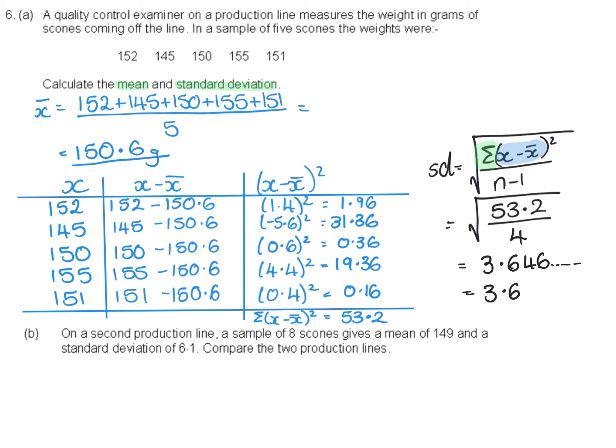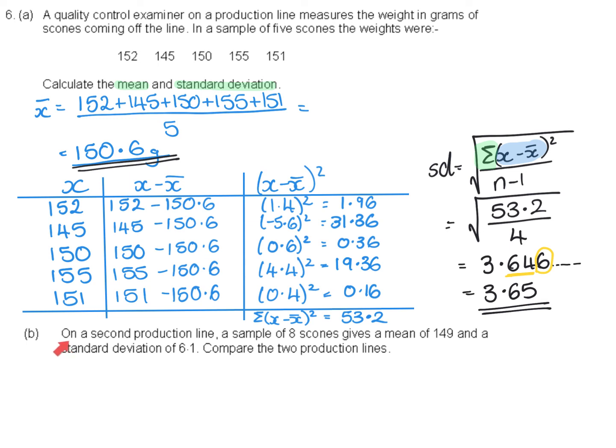Do I round up or down for that 6 there? Up. So the 3.64 becomes 3.65. So I've done as I was asked. I have got my mean, which is up here. And I've also got my standard deviation of 3.65. Remember, this is an average. Remember, this is how spread out the weight of the scones is.